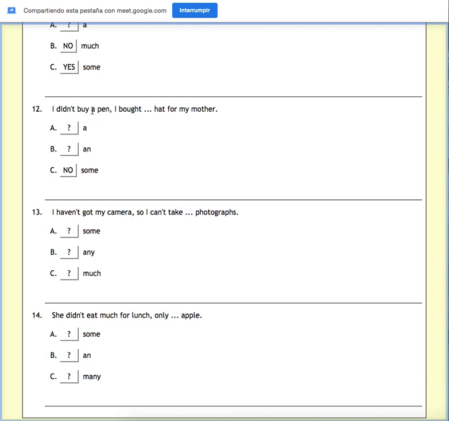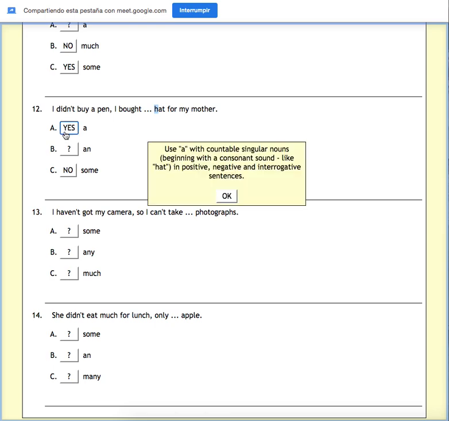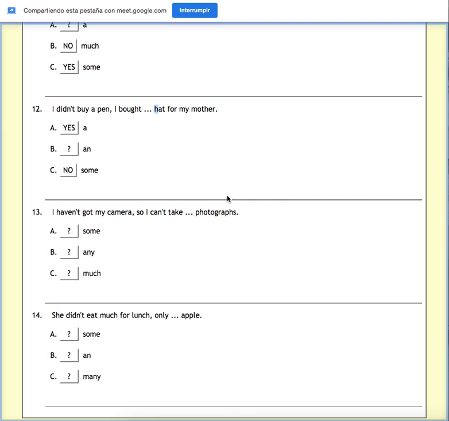I didn't buy... I bought... So, you just have one option. Empieza por vocal o por consonante. Por consonante. Entonces, I didn't buy a pen. I bought a hat for my mother. Compré un sombrero. Okay, Jerónimo, the next one.